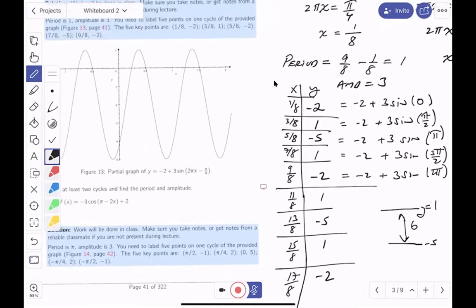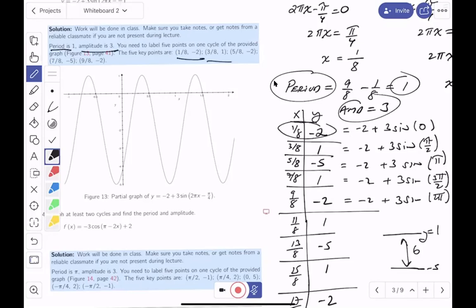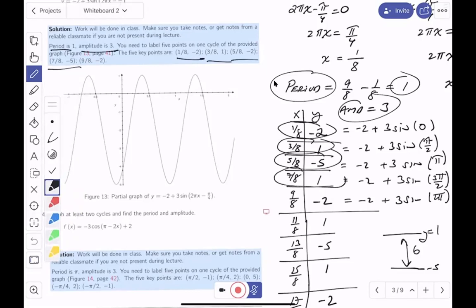All right, let's look at our key, and we'll talk about the graph later. Period is 1. I have that covered. Amplitude is 3. We have that covered. Let's see if we have the points down. 1/8, minus 2. 3/8, 1. 5/8, minus 2. Whoops. 7/8, minus 5. I'm sorry.